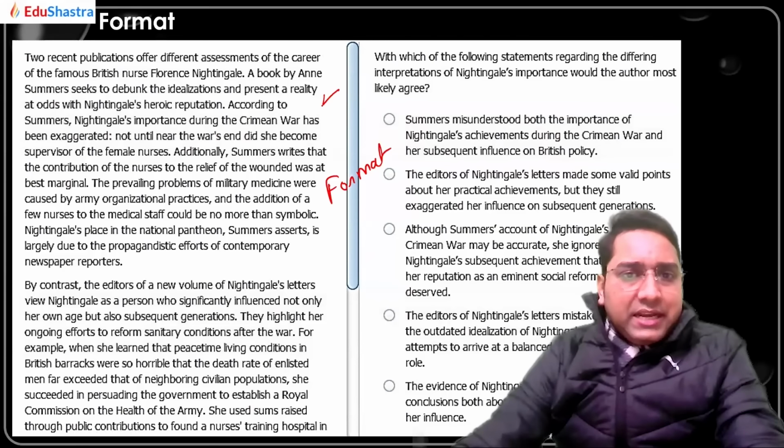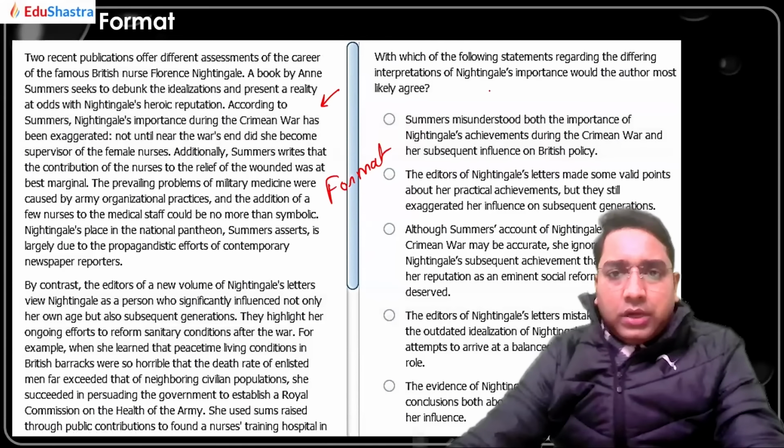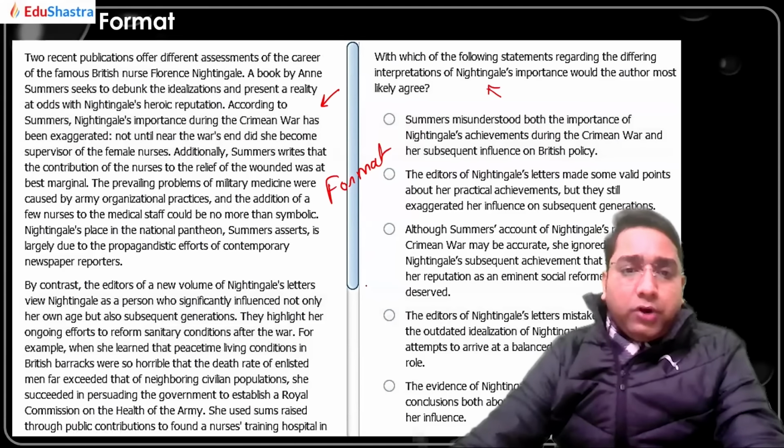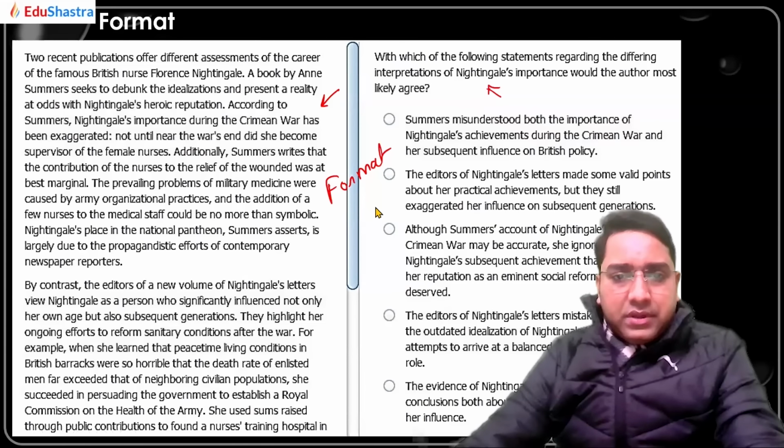On the left hand side, you will be having a long passage. On the right hand side, you will be having questions followed by 5 options. Okay, that's it.